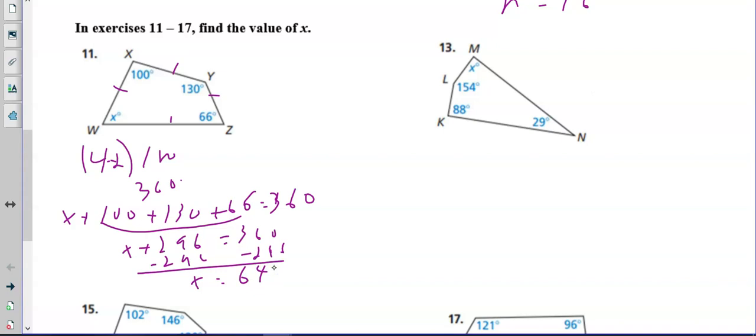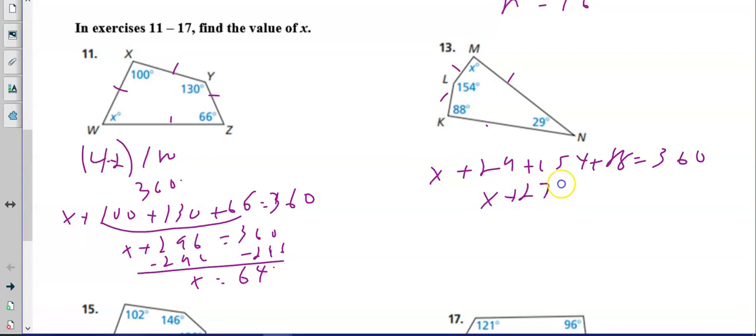Okay. Again, we know this is a 1, 2, 3, 4-sided figure. So x plus 29 plus 154 plus 88 is again going to equal 360. This is 271 when we add these numbers together. And if we subtract, we get 89 degrees.